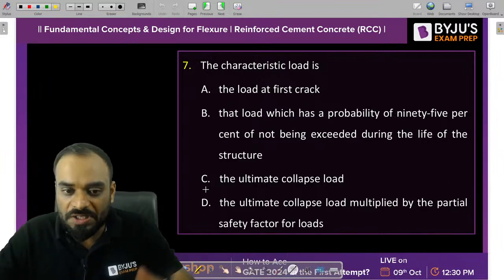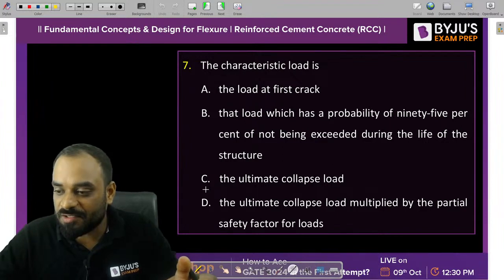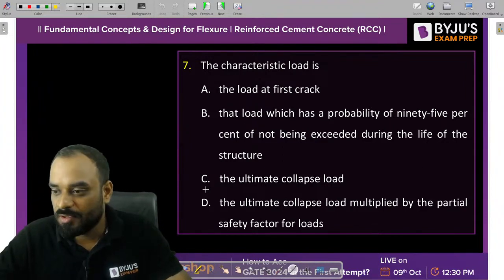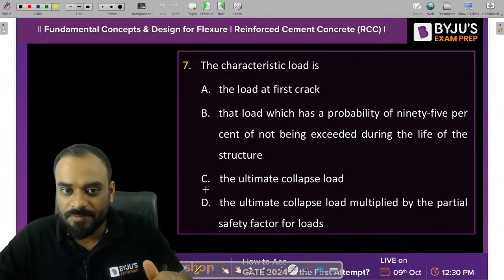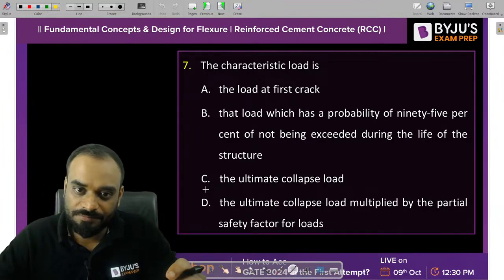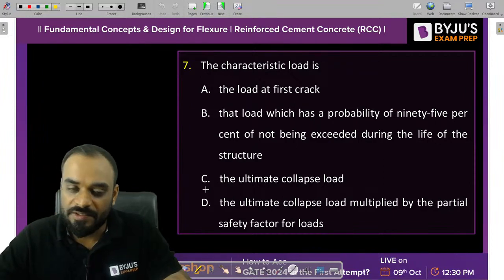Next question, what is basically characteristic load? Now, after this question, guys, we have a 2 mark problem also. Tell me, guys, the answer of this question. What is characteristic load? B. Santu B. Sanjeet B. Very nice. Yes, definitely, guys.